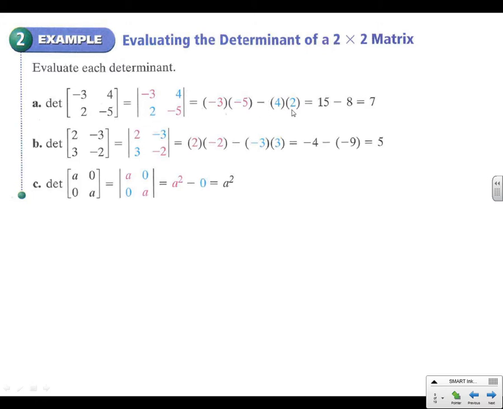2 times 4. So negative 3 times negative 5 is 15. 4 times 2 is 8. We subtract, we get 7. So, and then they have 2 more examples of these here.